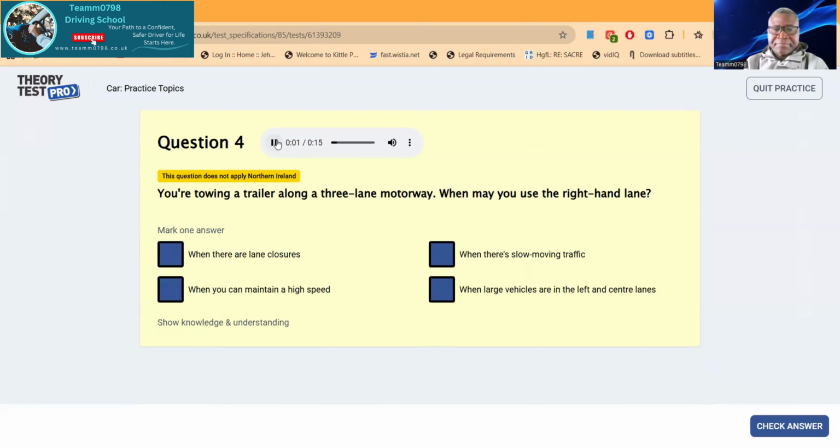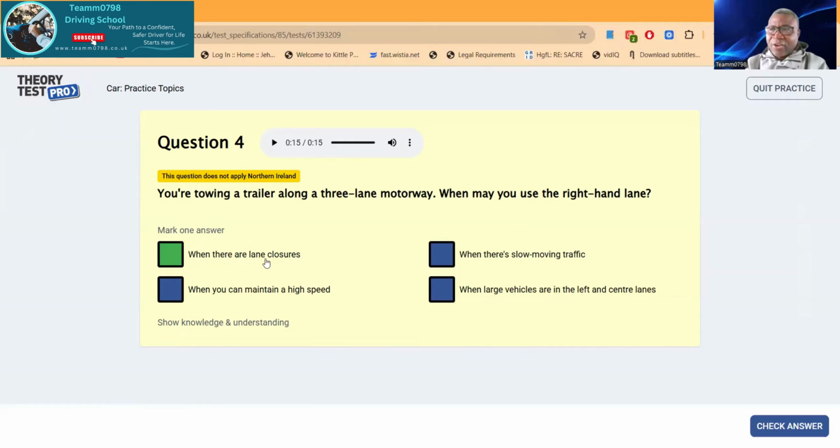You're towing a trailer along a 3-lane motorway. When may you use the right-hand lane? When there are lane closures. When there's slow-moving traffic. When you can maintain a high speed. When large vehicles are in the left and center lanes. Okay. So when you're towing a trailer, you are not allowed to use the right-hand lane of a motorway. You are not allowed to use the fastest lane, the third lane. The only way you can actually use the third lane is when there are lane closures, and that's the only way out.